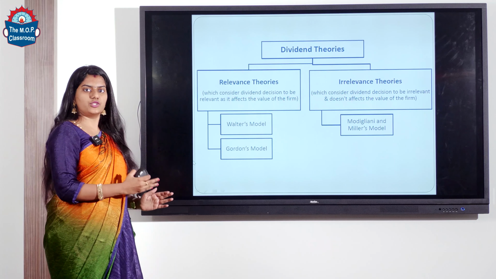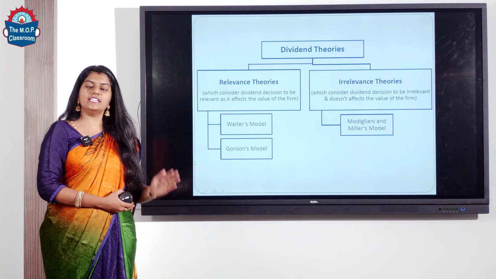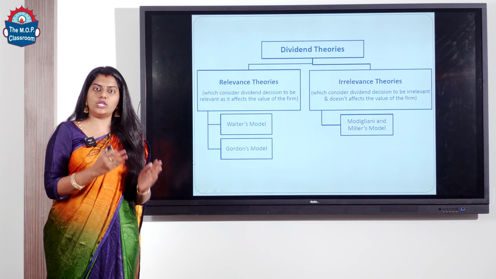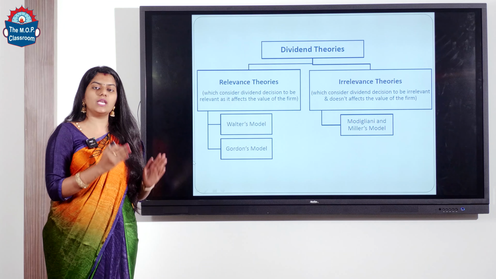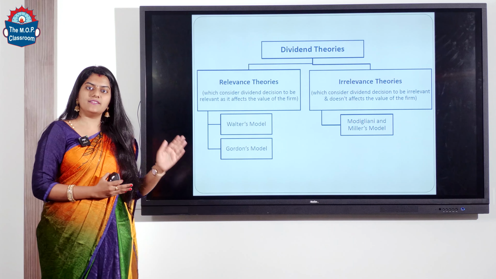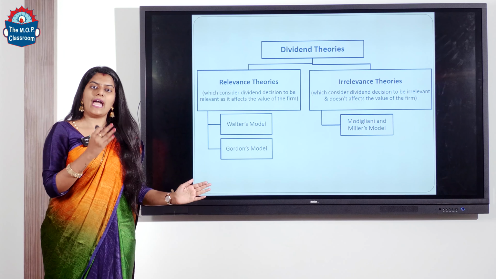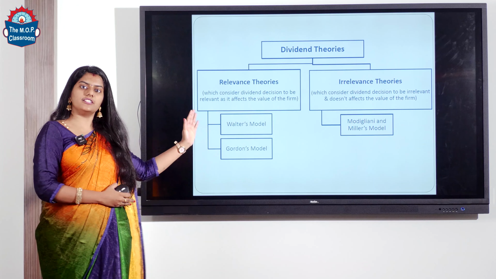Now, let's get into the two types of dividend theories. One theory states that dividend policy is relevant to the valuation of a firm. The other theory states that any dividend policy will not affect the value of the firm. There is no link between the dividend policy that the company follows and the value of the firm. So, these are the two types of theories under dividend policy.